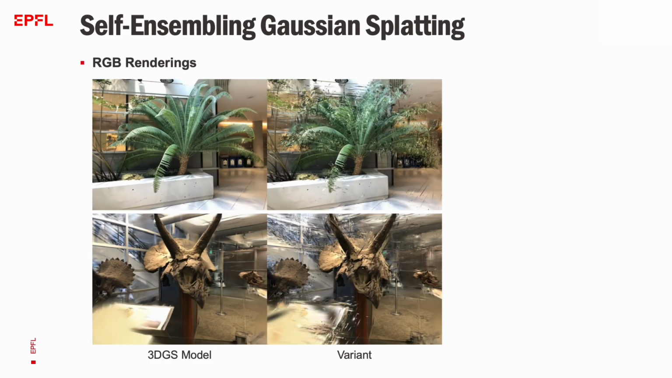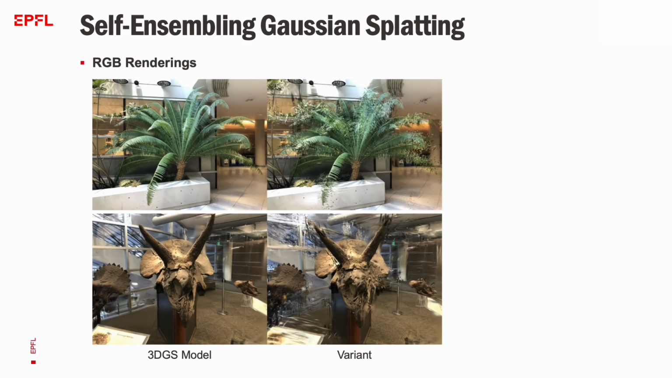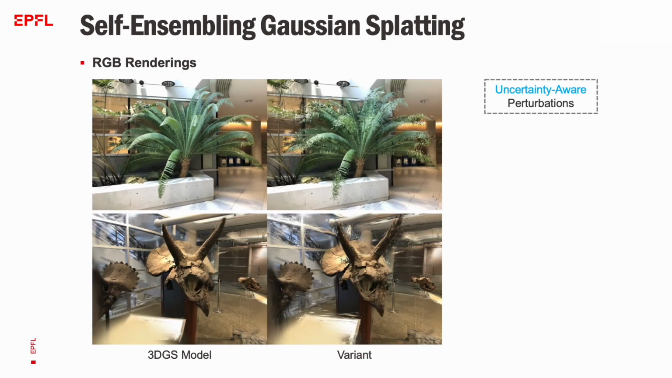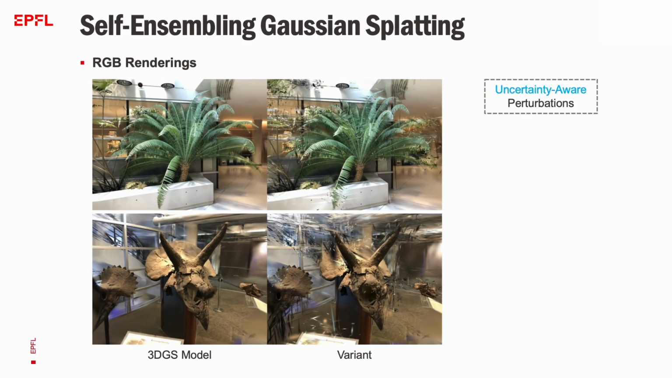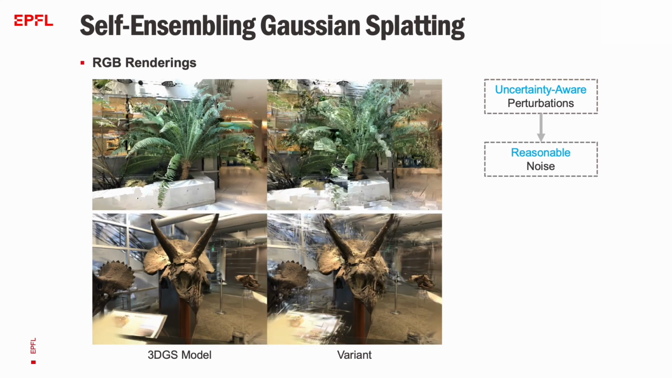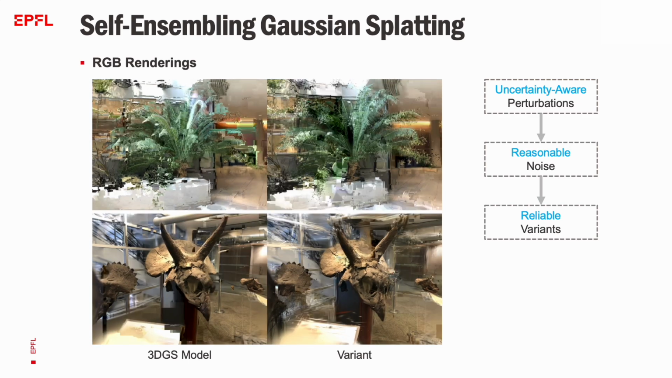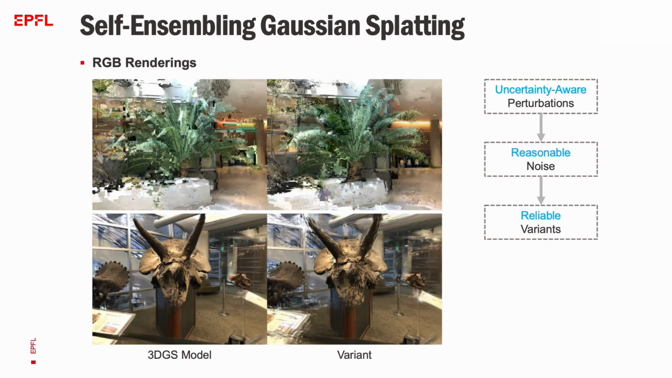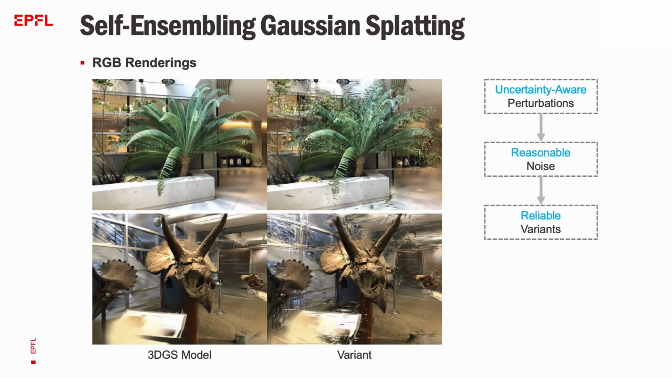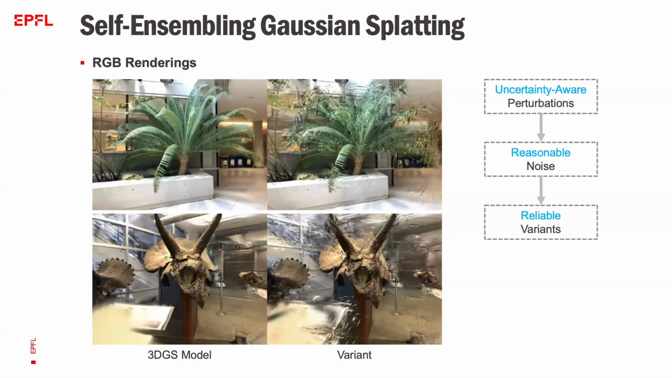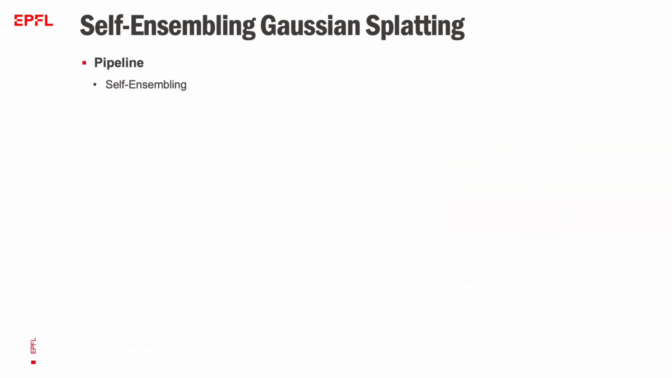These are the images rendered from pseudo-views using the 3D-GS model and its perturbed variant during training. The images rendered using the variant are still clear. They don't get too noisy after perturbations. This means our uncertainty-aware perturbations lead to reliable variants with reasonable noise. Now we have the variance based on uncertainties.